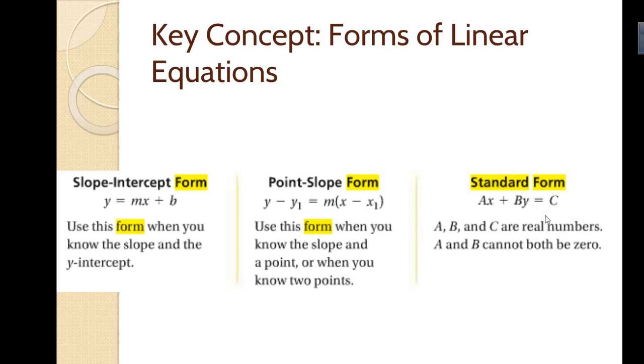Standard form is ax plus by is equal to c. This is the standard form of a linear equation. A, b, and c are real numbers, and a and b cannot both be 0. One can be 0, but not the other.